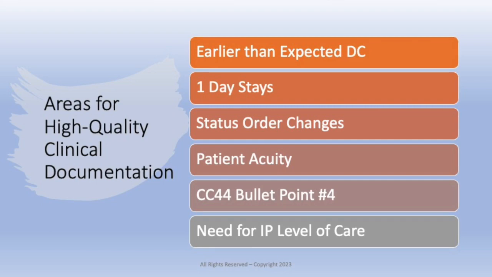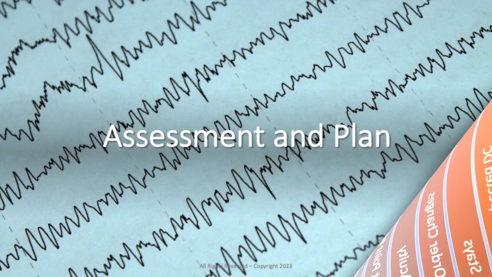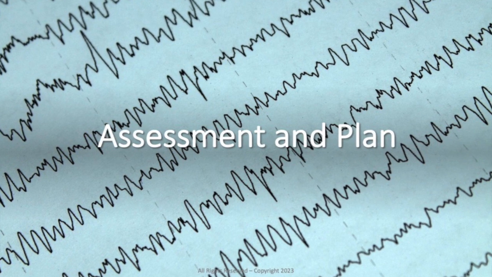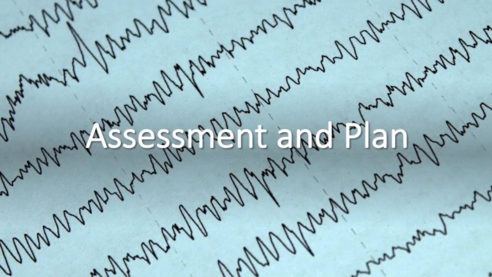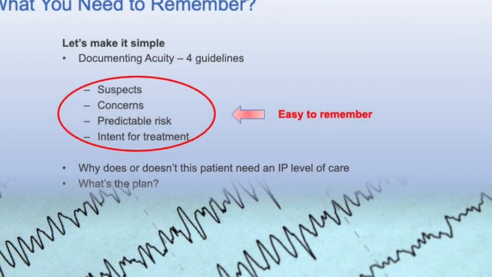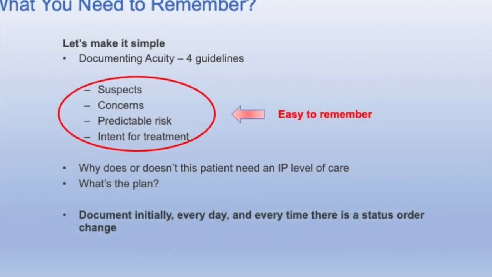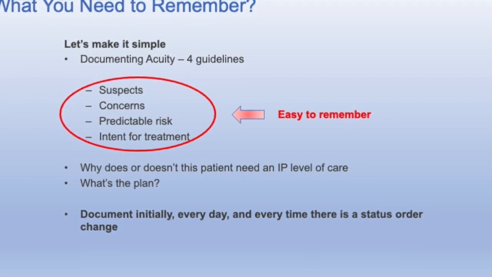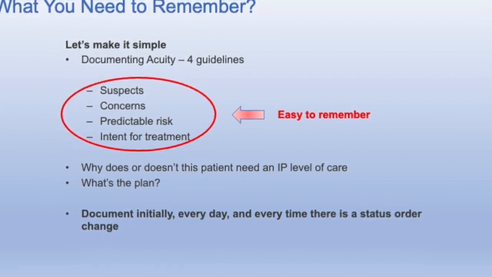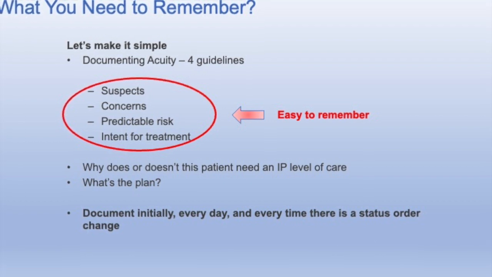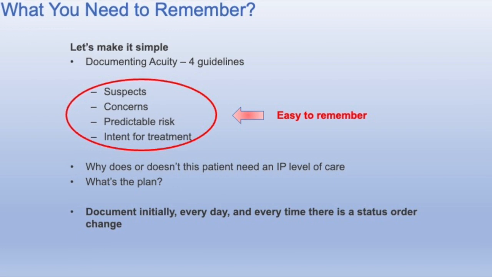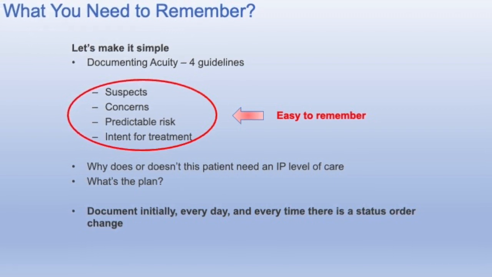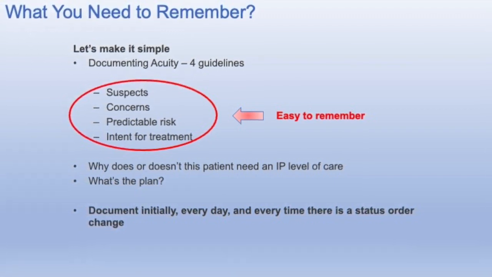So let's talk about the assessment and plan, which I believe is probably one of the most important areas of a history and physical. Many years ago, I came up with a very simple 4 guidelines, actually 4.5 guidelines, to help with the documentation of acuity, and these are easy to remember. Suspects, concerns, predictable risk, and intent for treatment, and the word because, which I'll describe a little bit later on.